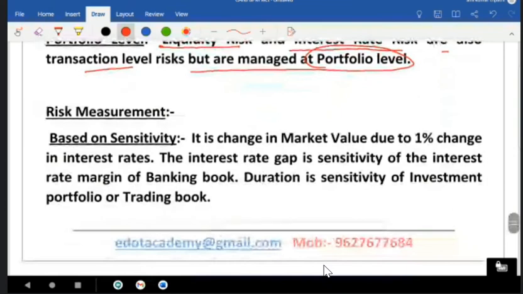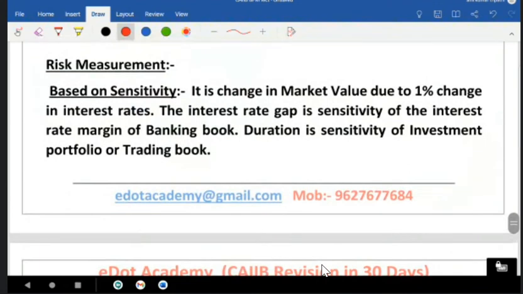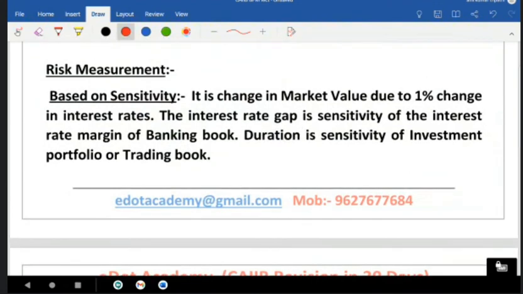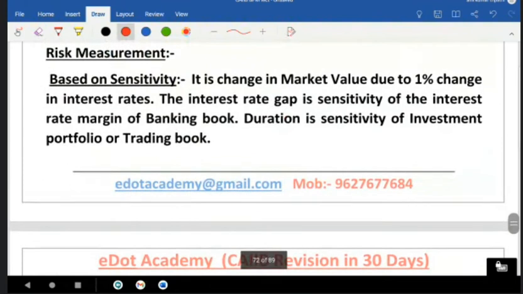Here it is based on sensitivity and based on volatility. That means the change in market value due to a 1% change in interest rate. So we are going to discuss what the risk is based on sensitivity. There are two factors on which basis we can measure the risk in our business: number one is based on sensitivity and number two is based on volatility. Based on sensitivity means if there is a 1% change in the interest rate, like we talk about bond pricing, if there is a 1% increase in the interest rate, bond price will decrease.